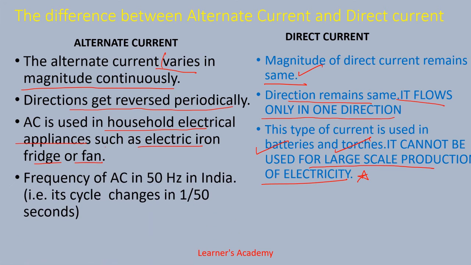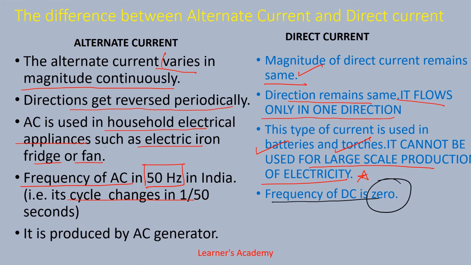Now for alternate current, the frequency in India is 50 Hertz, so its cycle changes after every 1/50 second. This is a very, very important point. On the other hand, the frequency of DC is 0. The last point: AC is produced by the AC generator and DC is produced by the DC generator. So that was all about the difference between alternate current and direct current.